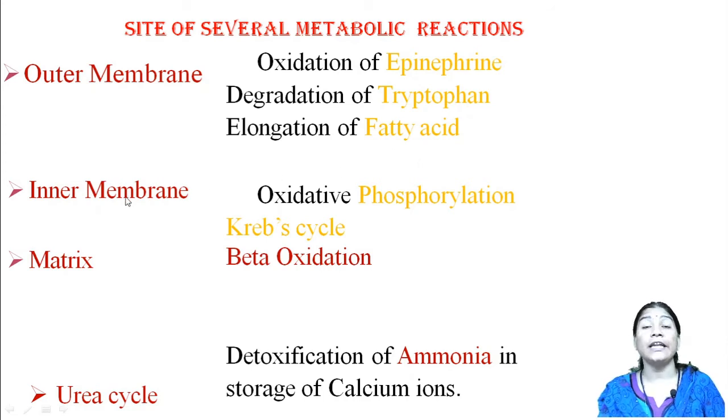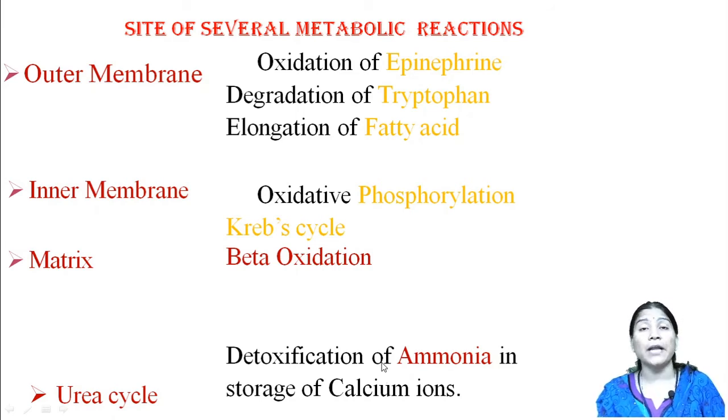The next component is the inner membrane. This inner membrane is the site of metabolic reactions like oxidative phosphorylation and the Krebs cycle. Also the matrix. The matrix is the site for beta oxidation. Also the urea cycle is performed here, that is the detoxification of ammonia, and storage of calcium ions.